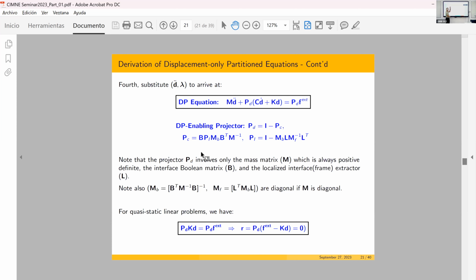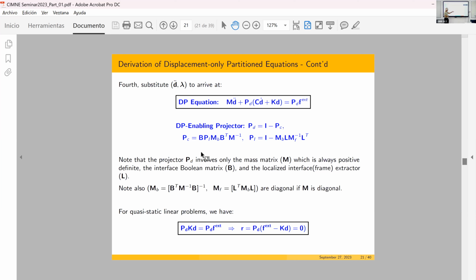And after we eliminate lambda and D double dot F, we come up with what I consider the displacement-only partition equation. I call them from now on DP equations. And the PD turns out to be identity minus PC. And this also turns out to be a projection operator. That is, PC times PC is PC. Because of that, PD times PD is PD. This assures the uniqueness of this formulation, that the projection operator doesn't really alter the eigenspectrum, for example, okay?